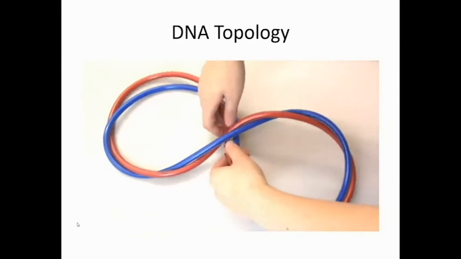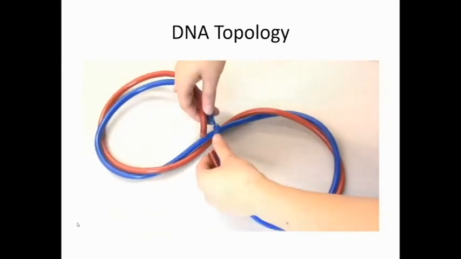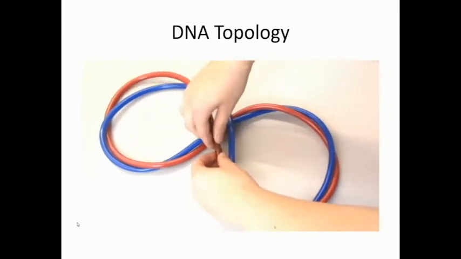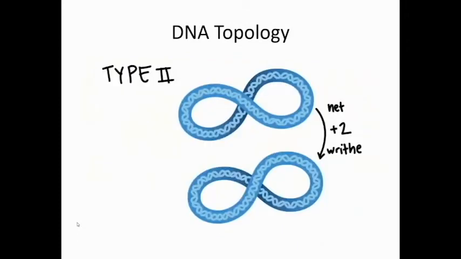Type 2 topoisomerase breaks both of the two DNA strands and passes the entire double helix through the gap. This increases or decreases the linking number by 2. Here, the top DNA double helix represents the structure before the topoisomerase acts, and the bottom DNA double helix is after the enzyme completes the reaction. In this case, the result is that the writhe of the molecule increases by 2.